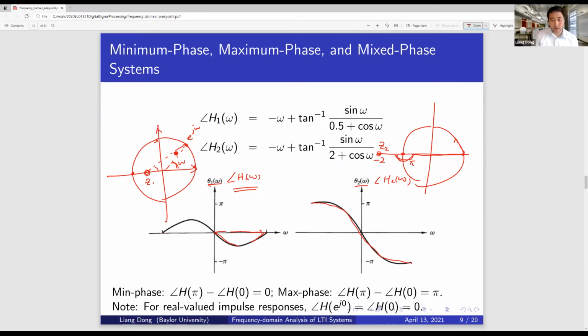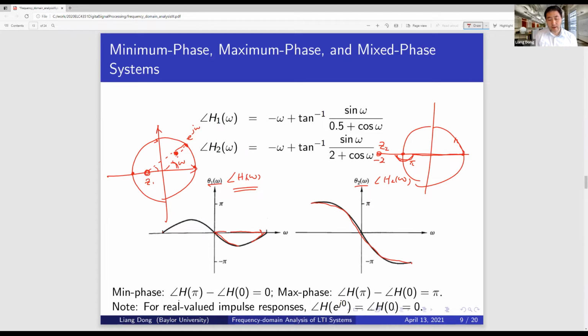We call the first one, H1, a minimum phase filter. That is, we look at those two extreme points, one at the smallest frequency, which is DC, and one at the maximum frequency at pi.